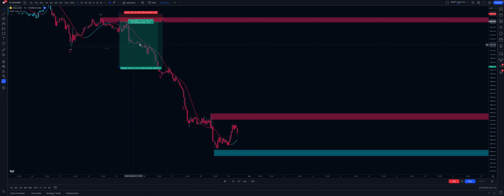So if we took this original trade all the way down to TP3, as indicated by the sell signal and the pro indicator, we could have had a return of about 11%, which is crazy, guys.